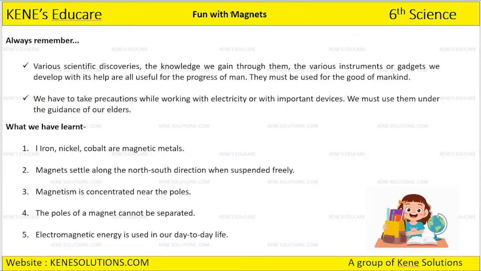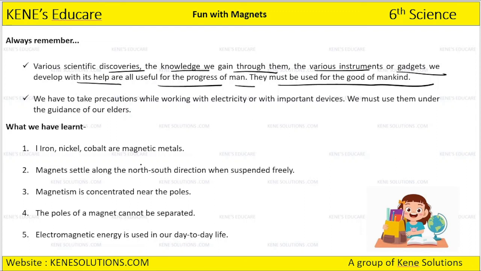Always remember, various scientific discoveries, the knowledge we gain through them, and the various instruments or gadgets we develop with their help are all useful for the progress of man. They must be used for the good of mankind. So we have to take precautions while working with electricity. तो electricity जब हम use करते हैं, we have to take a lot of precautions.